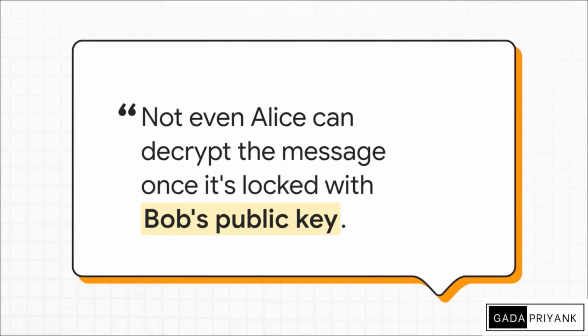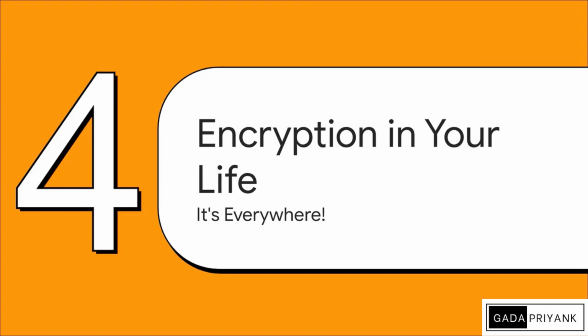And get this, this is how secure we're talking. Once Alice locks that message with Bob's public key, it's locked for good. Not even Alice herself can open it again. Why? Because she doesn't have Bob's private key. Only the person it's meant for can ever read it. That's incredible.